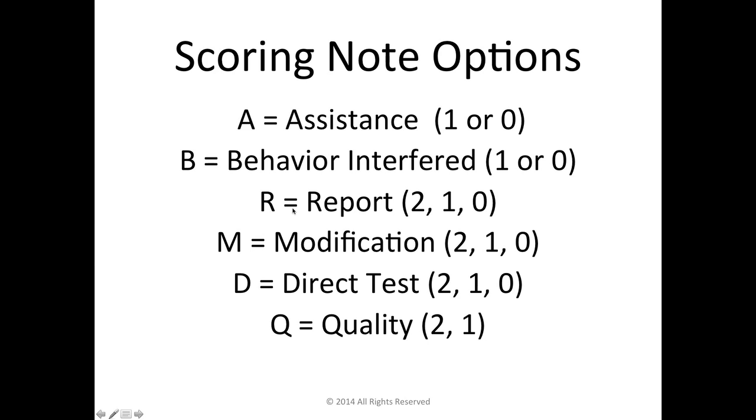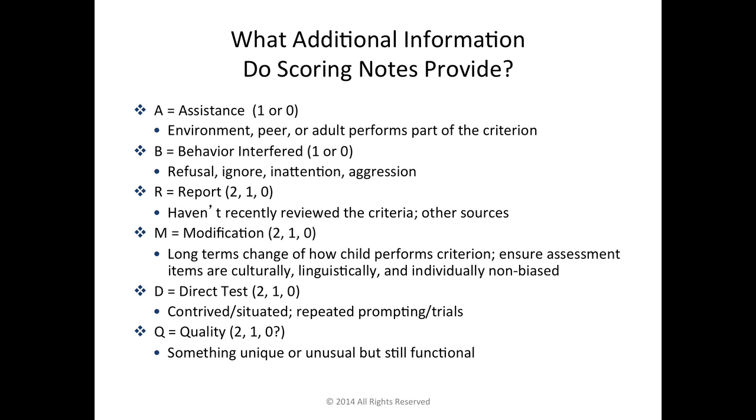So we're not going to talk about report in this recording. Modifications was covered in another recording, and direct test doesn't really impact too much about a child's score. Assistance, behavior interfered, and quality definitely will have an impact if you're using numerical summaries. So we just want to walk through quickly behavior interfered, assistance, and quality, knowing that assistance can go quickly because it's embedded with modification. But just a reminder that assistance is when the environment, a peer, or the adult does some part of the criterion.